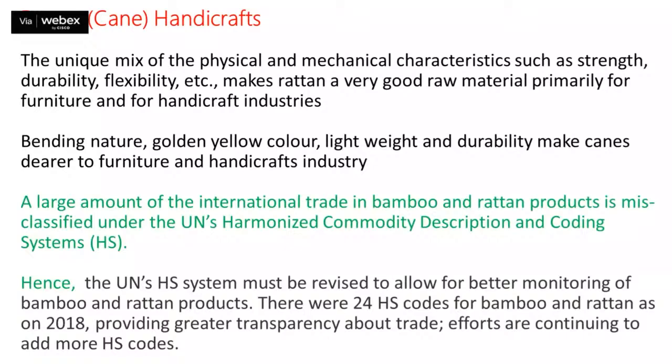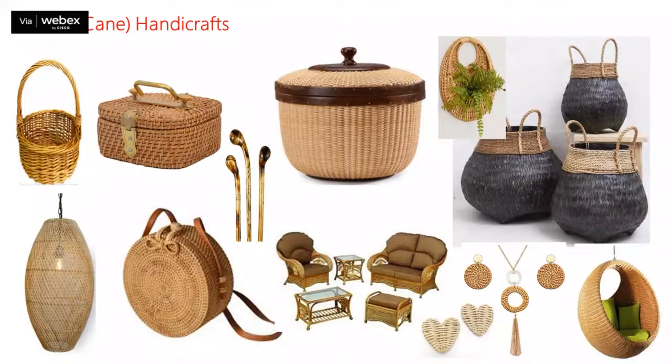Rattans are also important resources. A unique mix of physical and mechanical characteristics such as strength, durability and flexibility makes rattan a very good raw material, primarily for the furniture and handicrafts industries. Its golden yellow color, light weight and durability make it dear to the furniture and handicrafts industry. A large amount of international trade in bamboo and rattan products is misclassified under the UN's harmonized commodity description and coding system, HS codes. Hence, the UN's HS code system must be revised to allow better monitoring of bamboo and rattan products. This is a need in the handicraft sector. There were about 24 HS codes for bamboo and rattan in 2018, providing greater transparency about trade. Efforts are continuing to add more HS codes. This should be considered, because otherwise it will not be possible to make the data on these aspects available. And some of the rattan handicraft products are shown here. It's also a very good export revenue earning field.